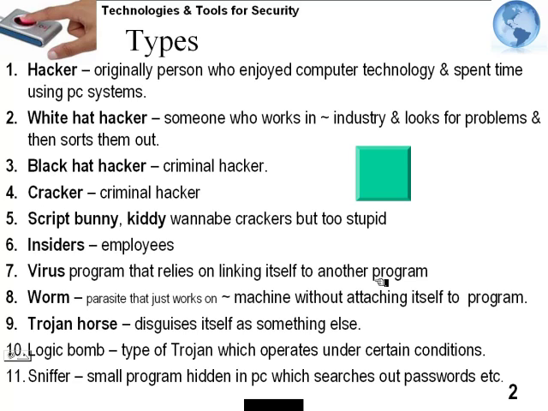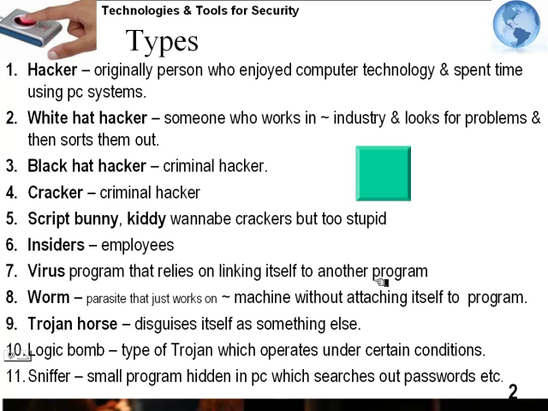Here's just a quick revision on the types of hacker. Originally, a person who enjoyed computer technology and spent time on it was called a hacker. Then we came up with white hat hacker, black hat hacker, criminal hacker, insiders, viruses, programs that rely on linking themselves to another program, as against a worm, a sort of parasite that just works on the machine without attaching itself to a program, and then a Trojan horse and a logic bomb. Okay, let's move along.